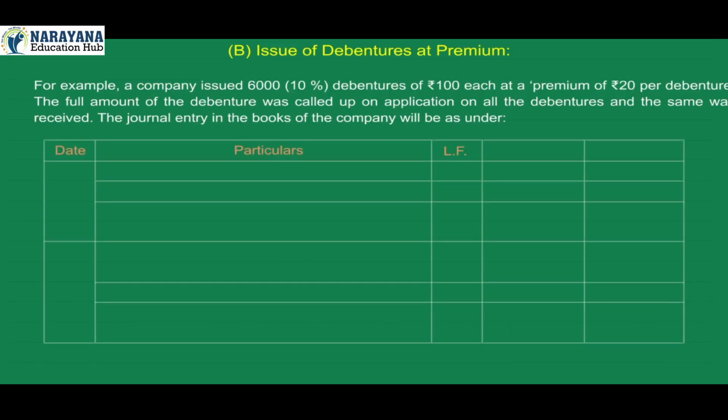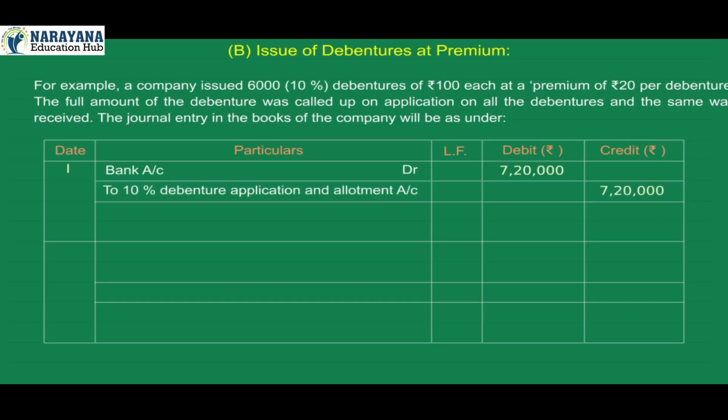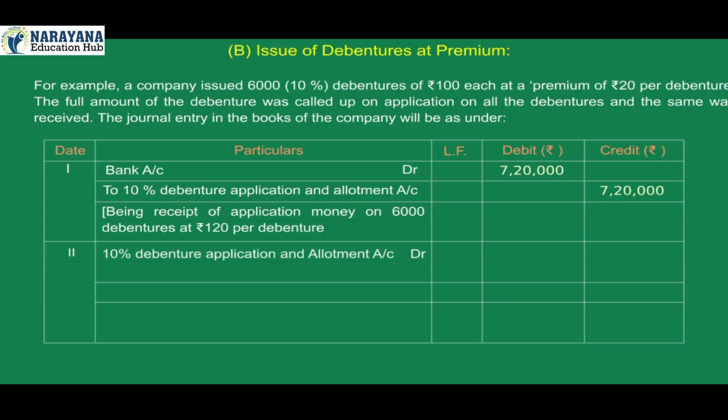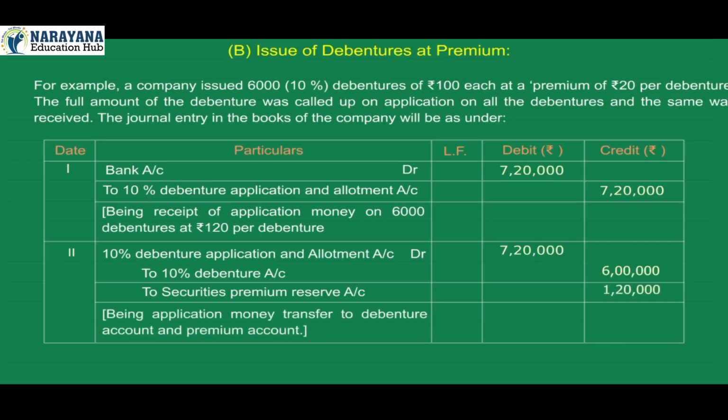Date, particulars, ledger folio number, debit, credit. 1. Bank account debit ₹7,20,000 to 10% debenture application and allotment account credit ₹7,20,000. Being receipt of application money on 6,000 debentures at ₹120 per debenture. 2. 10% debenture application and allotment account debit ₹7,20,000 to 10% debenture account credit ₹6 lakh to securities premium reserve account credit ₹1,20,000. Being application money transferred to debenture account and premium account.